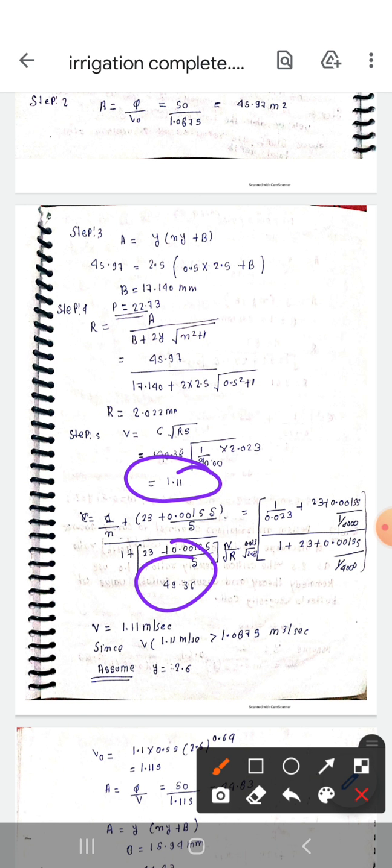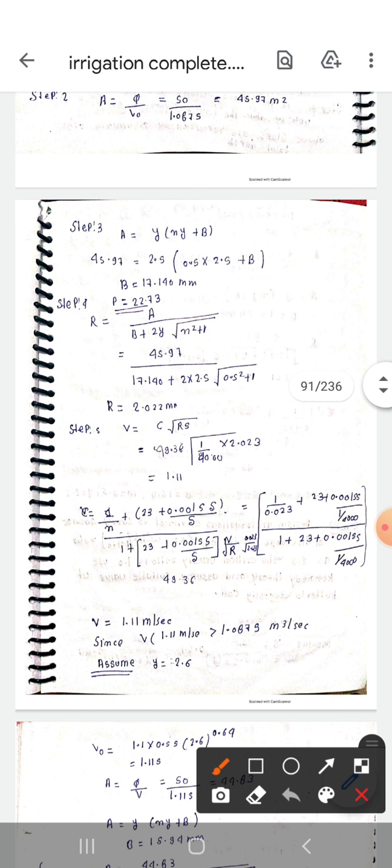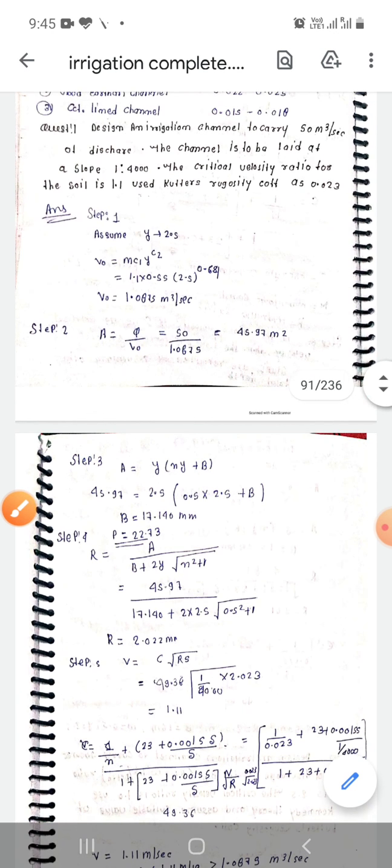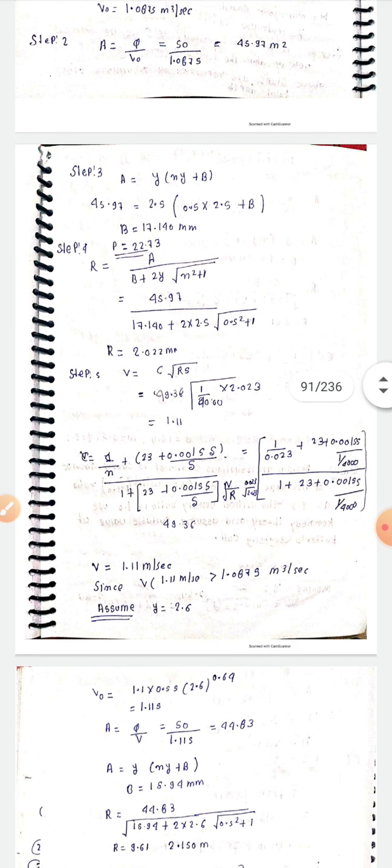Now actual velocity is 1.1 and critical velocity is 1.0875. So these two velocities are nearby close, but V actual is greater than V critical. So we need to assume a new value.